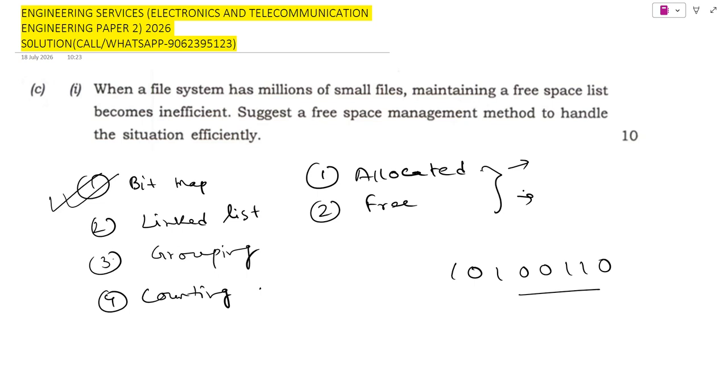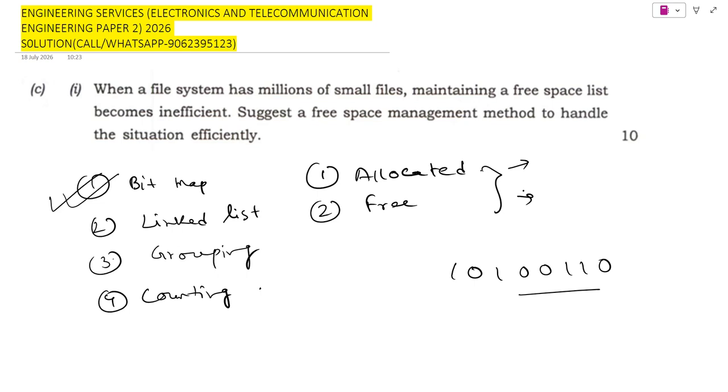Now, the examiner does not expect only one method name. He wants you to explain why the existing method fails, which method is better, and why that method is suitable. So whenever you write an engineering descriptive answer, first state the problem, then the reason, then the solution, then the advantages. Okay, so this structure always scores better.